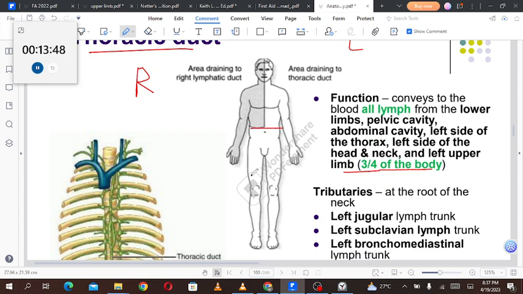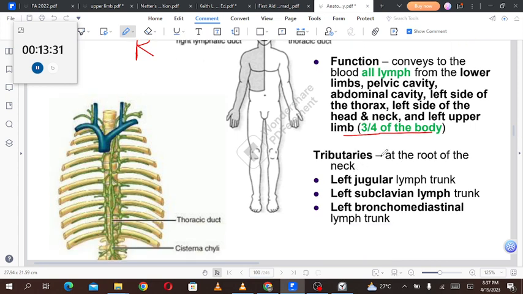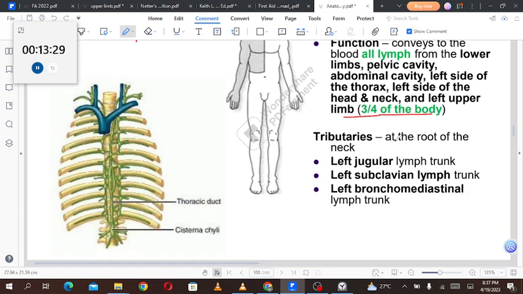Everything below this line, I don't know the level. So both the lower limbs, umbilicus and abdominal cavity, the left side of the thorax, the left side of the face and neck, and even the left upper limb, all of that is going into the thoracic duct and then into the blood. Okay, so the tributaries of the thoracic duct at the root of the neck are the left jugular lymph trunk, the left subclavian lymph trunk, and the left bronchomediastinal lymph trunk.